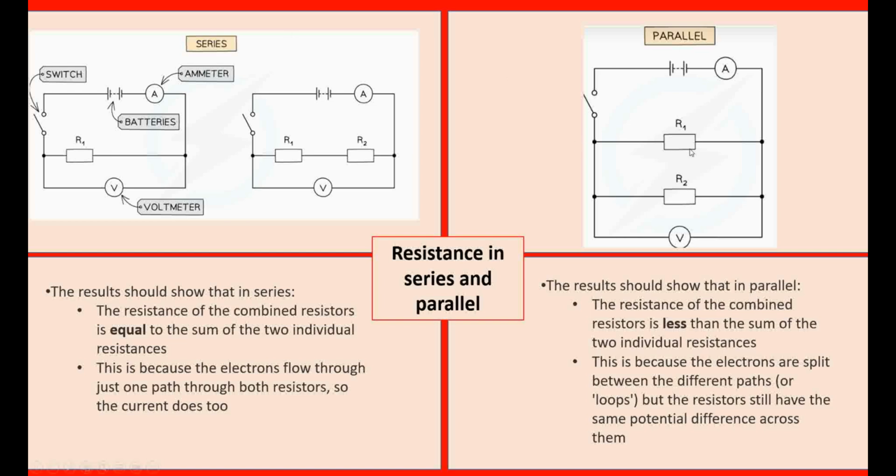It's different in parallel. In parallel, the more resistors we add, the lower the total resistance. Okay? The resistance of the combined resistors is less than the sum of the individual resistors. Okay? That's because the electrons go down different paths, but they've still got the same potential difference across them. Okay? I think this is less likely to come up than the resistance of a wire practical, but there is a chance. Okay, moving on, some more exam questions.